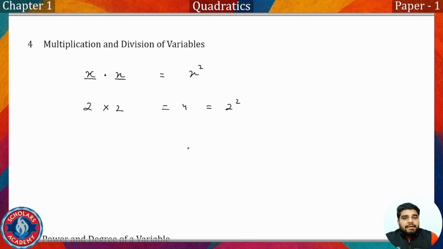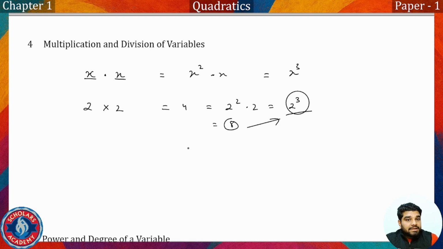Now, if I multiply x with this x raised to power 2 again, what will I get? For example, 2 multiplying with 2, what do I get? 2 to the power 3. This will give us 8, which I can write as 2 to the power 3. Similarly, for x, I can write it as x to the power 3.